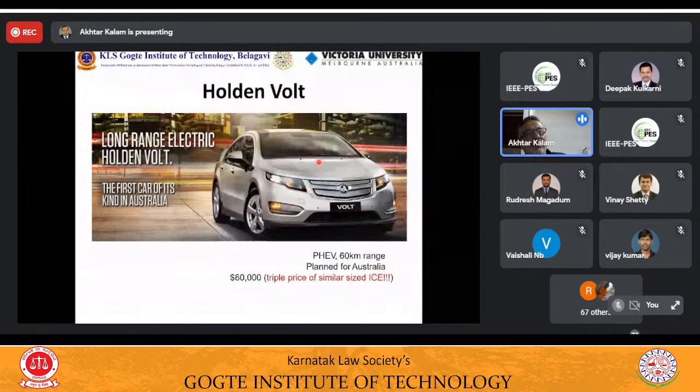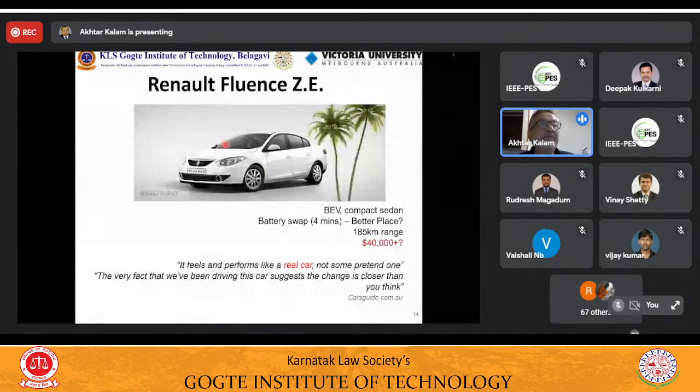So this car, although it's a good thing, may not be very good from the market point of view. After that is Renault. This is a French one. Again, this is a battery one. You can swap the battery in 4 minutes. It has a good range, 185 kilometers, and the price is not bad.